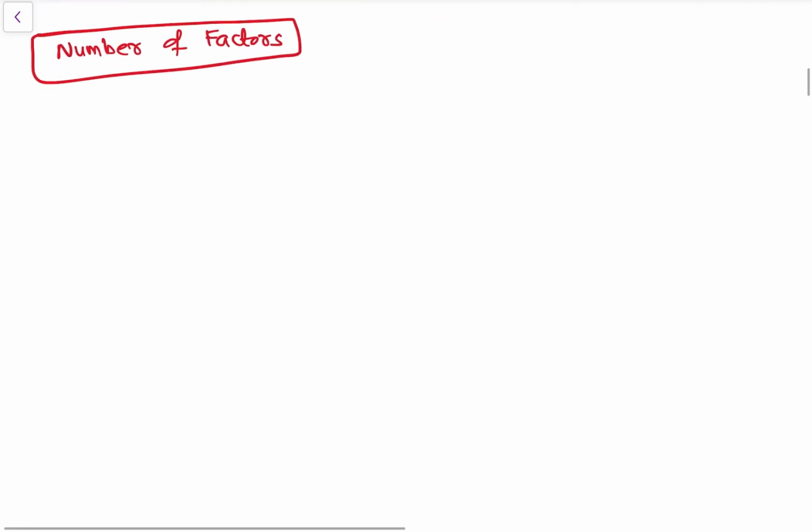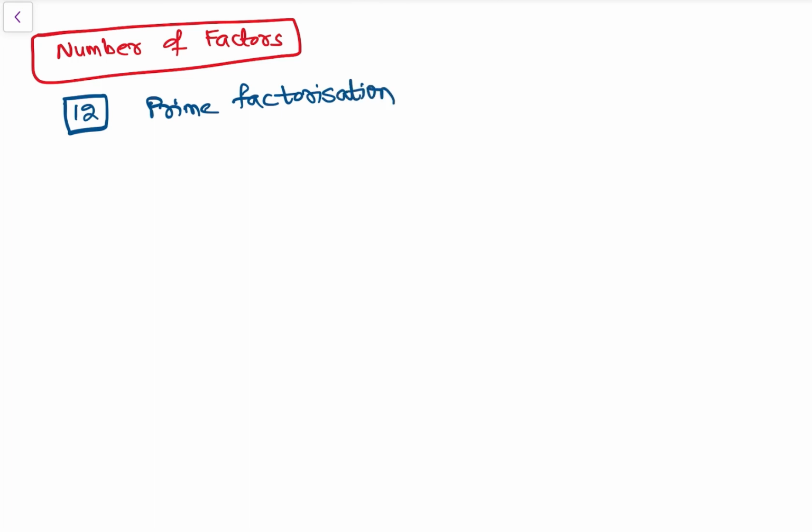So number of factors, let's check it for 12 only. Okay, to calculate number of factors of 12, we use the prime factorization method. Prime factorization. There are different ways of doing prime factorization. The common method is, take 12, then prime factorization, you need to bring this number into multiples of prime numbers.